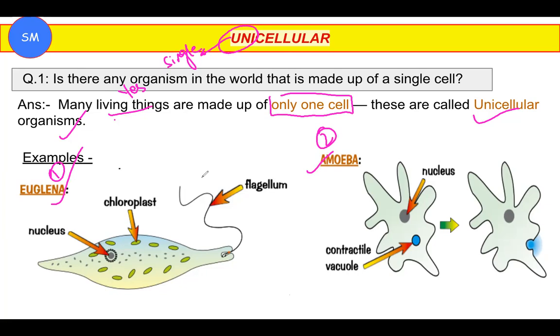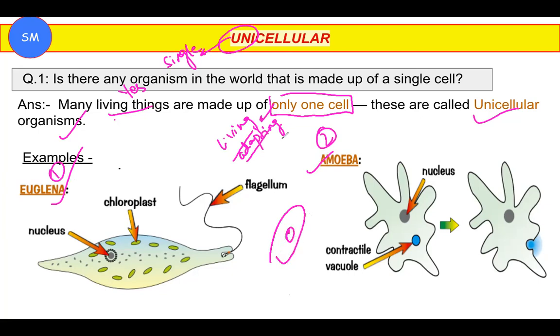If they are single cell, then how are they living? What do they do for living, or how are they adapting to the environment nearby? This is the question. So what we will try to do in this chapter is compare it with a normal cell.